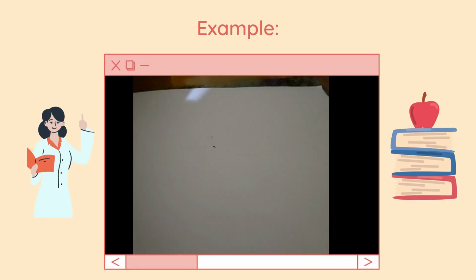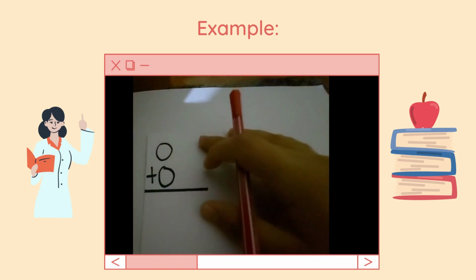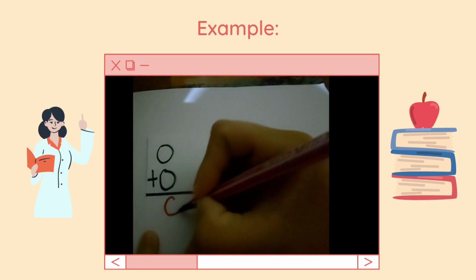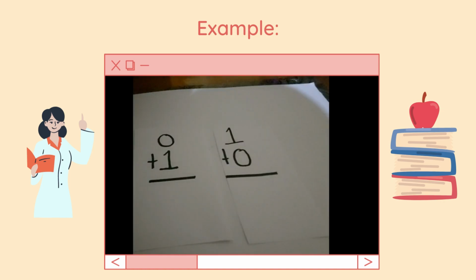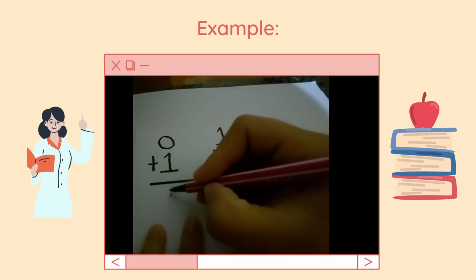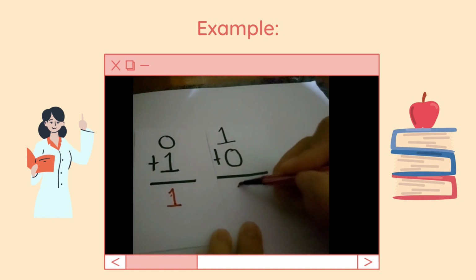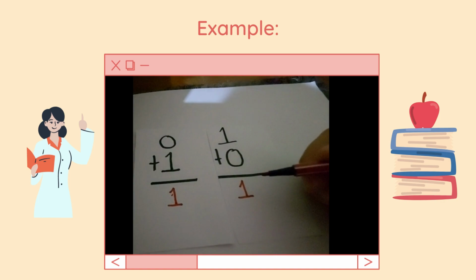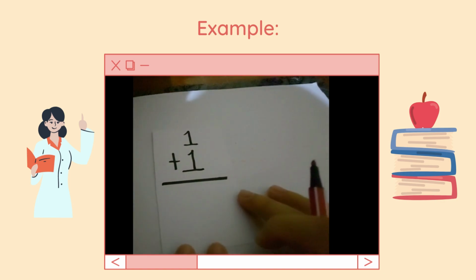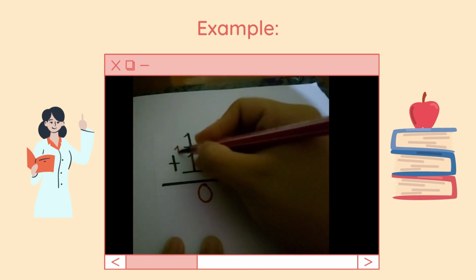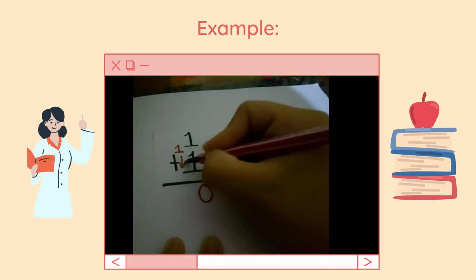To add binary numbers, we should remember 4 simple rules. The first rule is that 0 plus 0 is 0. The second and third rules are that 0 plus 1 is 1, and 1 plus 0 is 1. And lastly, 1 plus 1 is 0 with a 1 carry, which will give you 10.